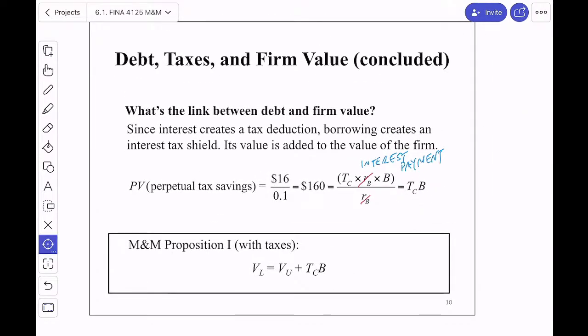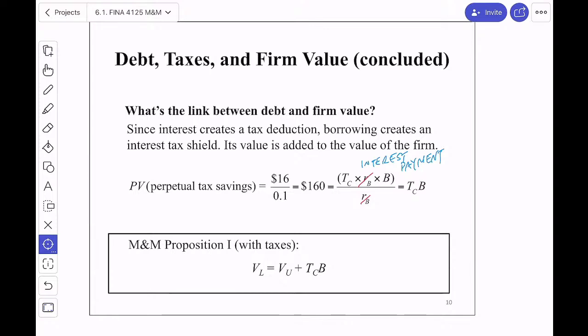And so we can amend or augment the original M&M proposition with this. This is the interest tax shield. So now the levered firm is more valuable than the unlevered firm by an amount relative to the amount of debt outstanding. So more debt, more value. A little bit strange result, right?